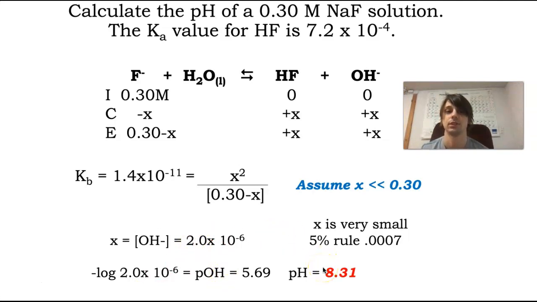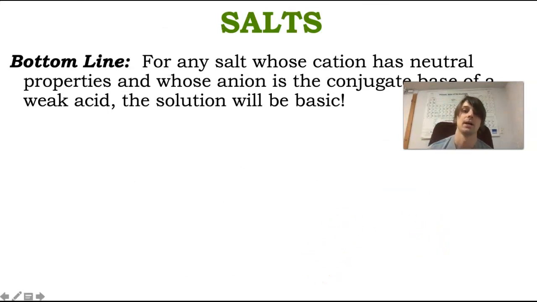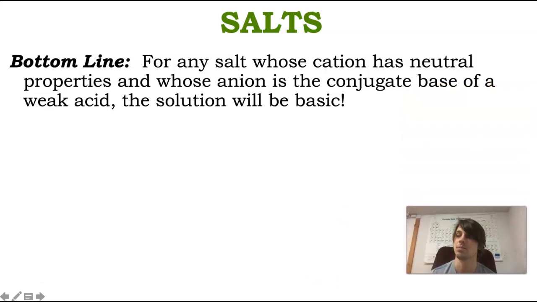All right, so bottom line, for any salt whose cation has neutral properties because it's part of a strong base, that's group 1 and group 2, calcium and lower, and whose anion is the conjugate base of a weak acid.